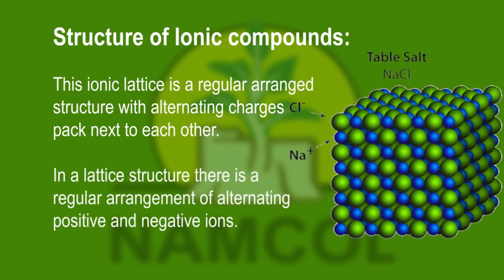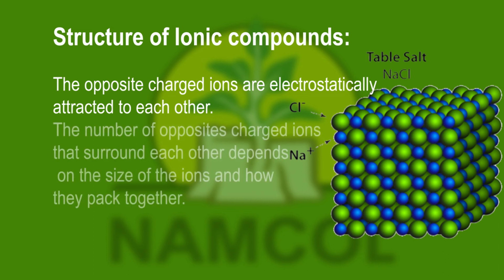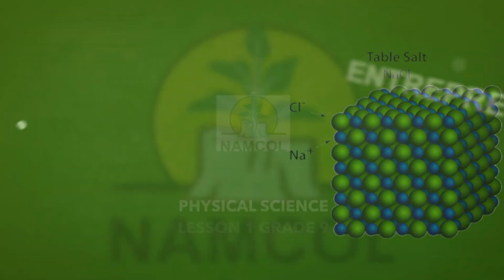In a lattice structure, there is a regular arrangement of alternating positive and negative ions. The opposite charged ions are electrostatically attracted to each other. The number of opposite charged ions that surround each other depends on the size of the ions and how they are packed together.